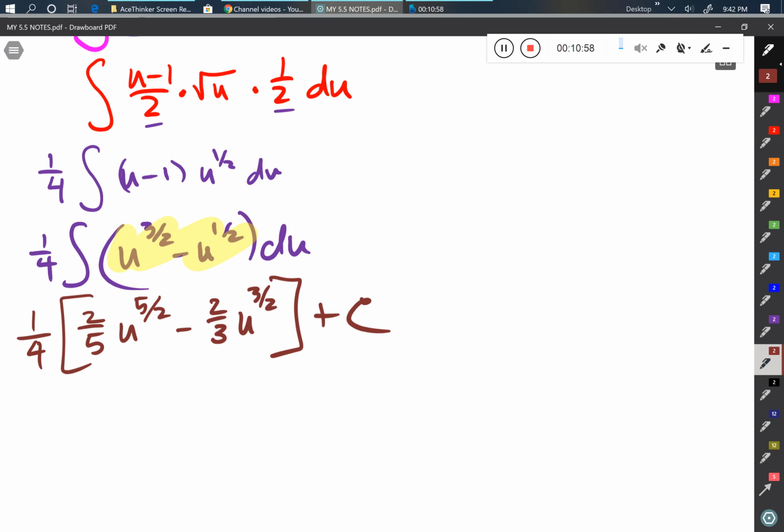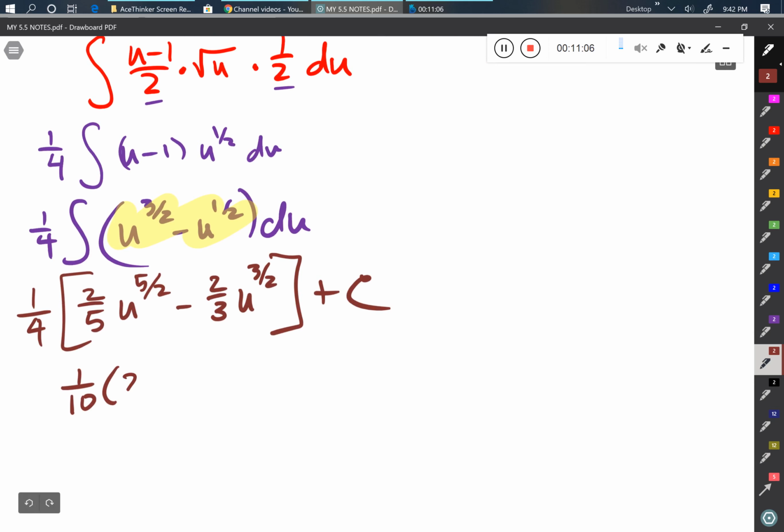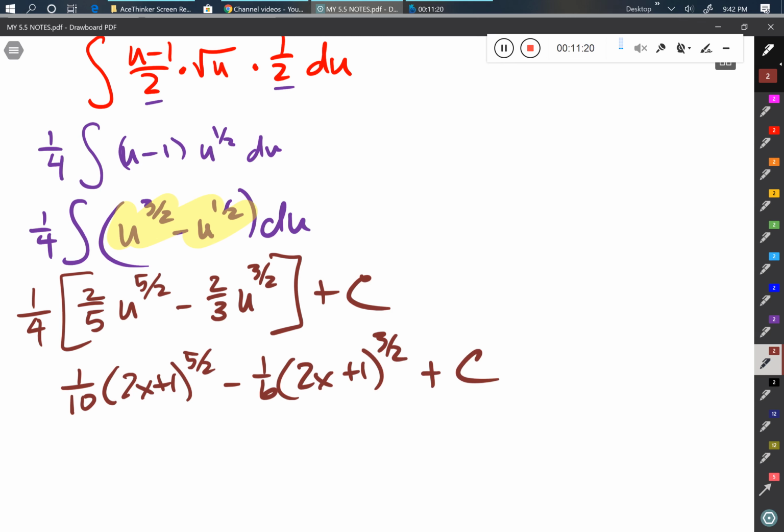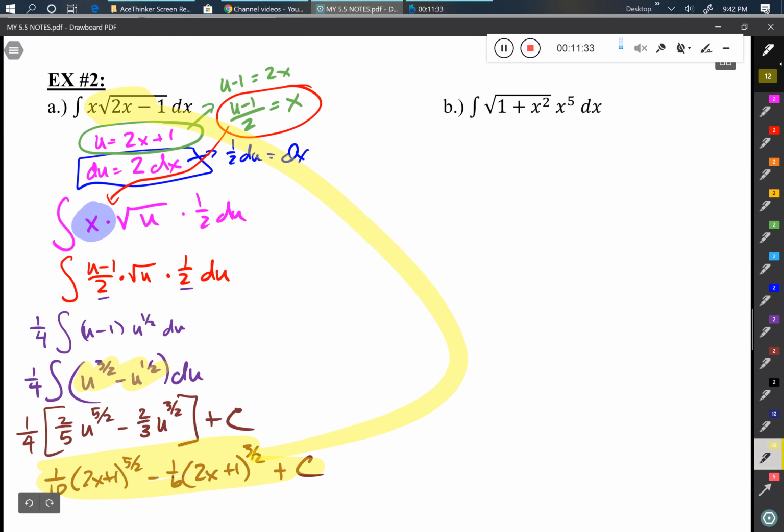Distribute and back substitute. I'm going to get 1/10 times, what was u again? Oh yeah, 2x plus 1 to the 5/2 minus 1/6 times 2x plus 1 to the 3/2 plus c. And of course, if you don't believe that this is true, just go ahead and take the derivative of this line right here, and that will give you your original integrand up there. Just go ahead and do that substitution real quickly, and it'll work out just fine.